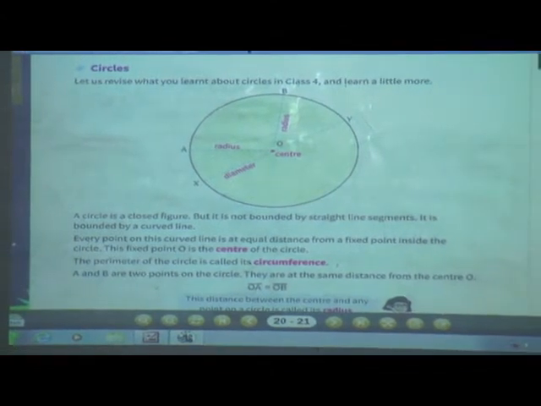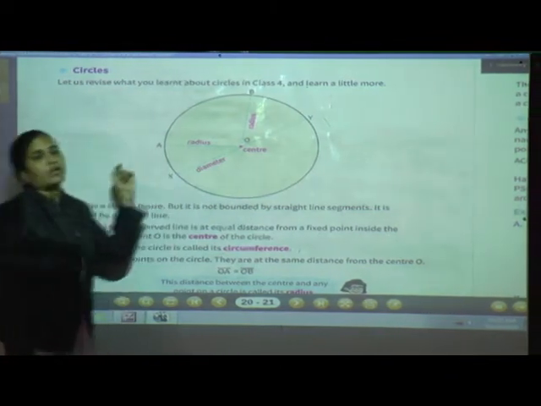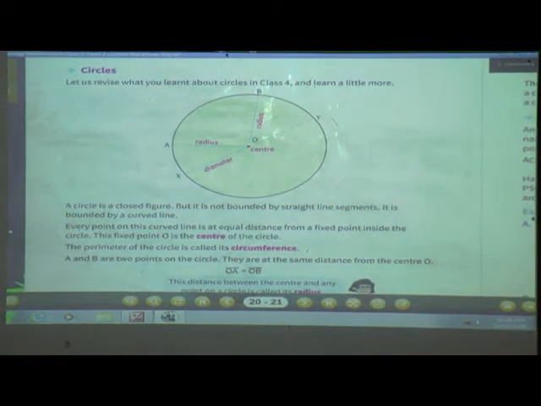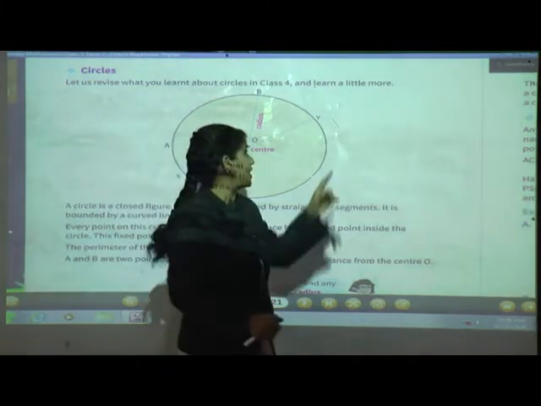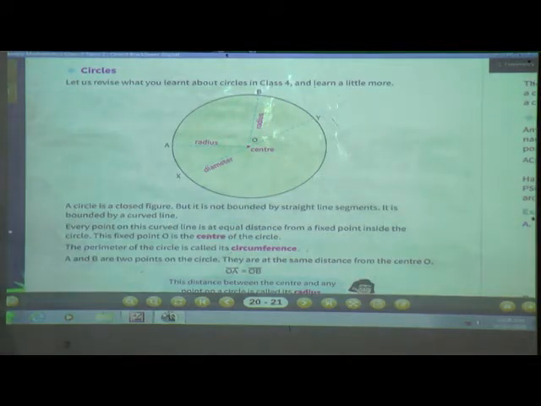See students, which type of figure is this? Yes, this is a circle. Very good. Circle is nothing but a set of points. Then students, tell me, can you name the objects which are in circular shape? Yes, wheels, bangles, clock. Very good. A circle is a closed figure.